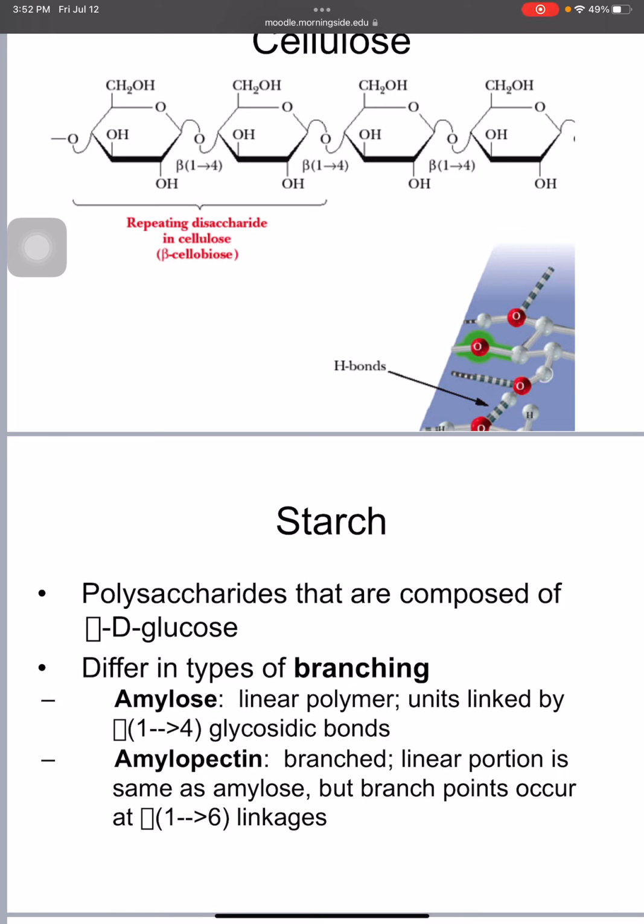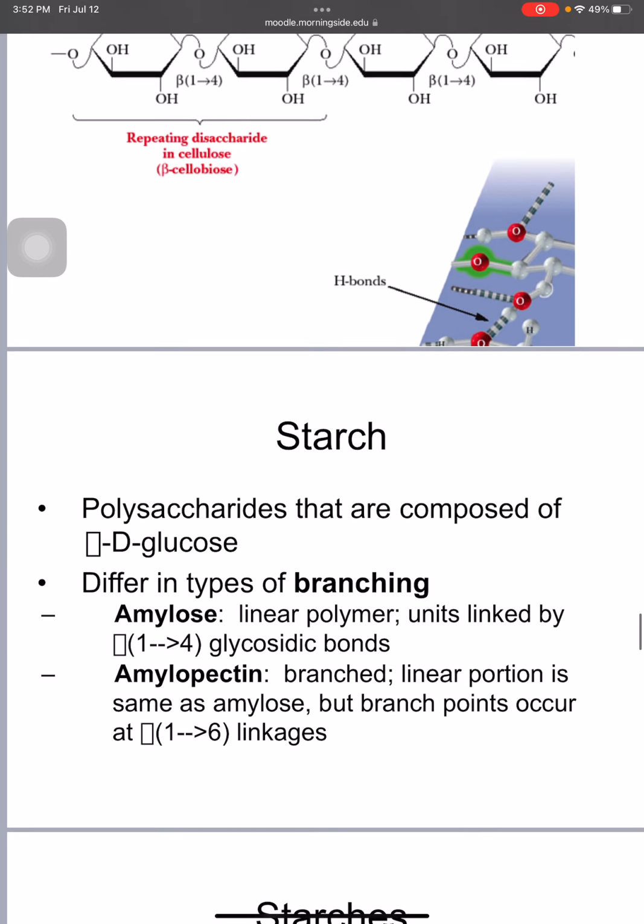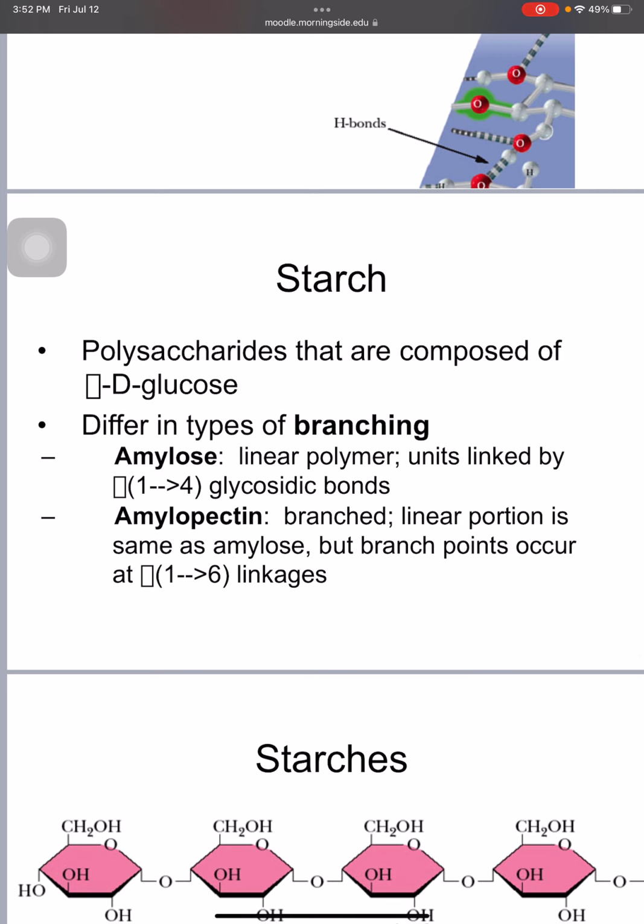However, the linkages that you find in linear starch are going to be different. Whereas cellulose has beta 1,4 linkages, starch in its linear form has alpha 1,4 linkages. And this linear starch has another name that's commonly referred to, and that's called amylose. All right, so the amylose form of starch, alpha 1,4 linkages in a linear form. So very, very similar to cellulose, but you have an alpha linkage instead of a beta.